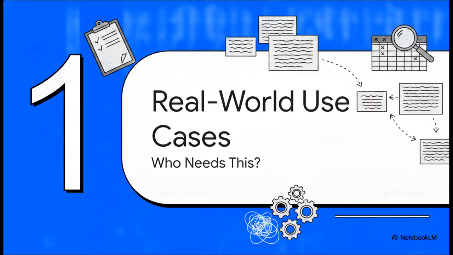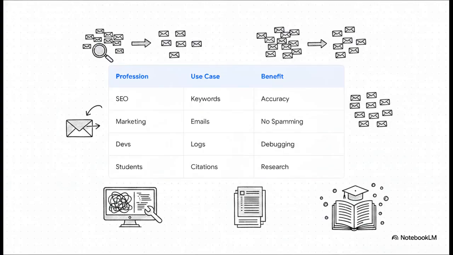Section 1. Real-world use cases. Who needs this? Let's take a look. And this brilliantly illustrates how incredibly versatile the tool is across different professions. Look, if you're an SEO professional, you use this to instantly clean up massive keyword lists so your analysis is actually accurate. In email marketing, you absolutely need this to remove repeated email addresses so you don't completely tank your campaign performance by spamming the exact same user twice. For developers, it's a total lifesaver for log file analysis, making debugging so much faster. Even for students and researchers, it's just perfect for organizing citations and keeping your research data pristine. No matter what digital space you work in, there's a clear, immediate benefit here.